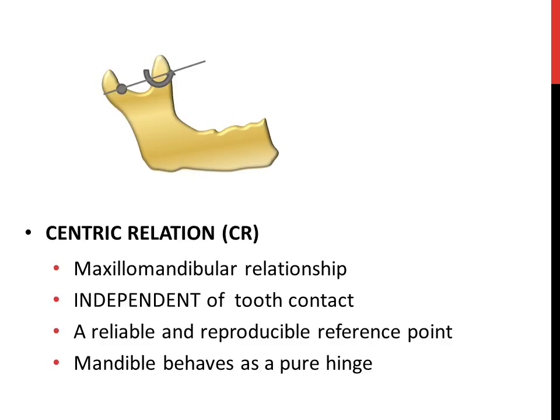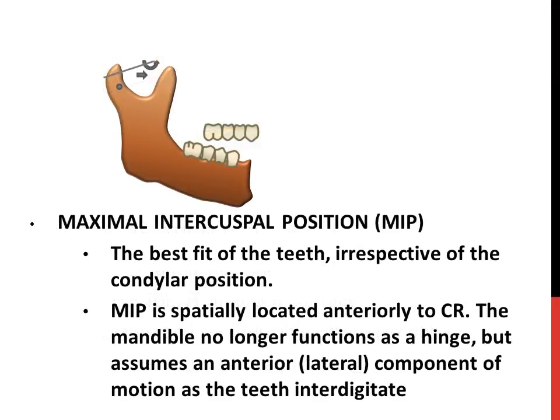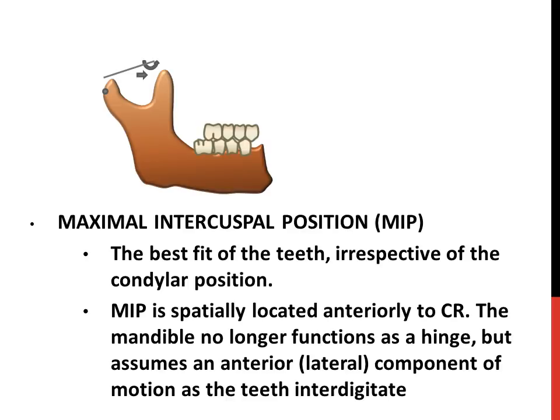independent of tooth contact. Maximal intercuspal position, or MIP, is the complete intercuspation of teeth independent of condylar position, sometimes referred to as best fit of the teeth. In general, MIP is located anterior to centric relation. Here, the mandible no longer functions as a hinge, but assumes an anterolateral position as the teeth interdigitate.